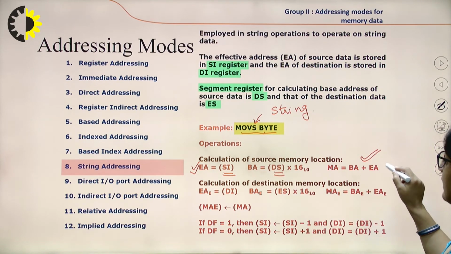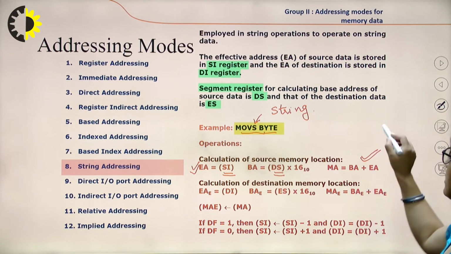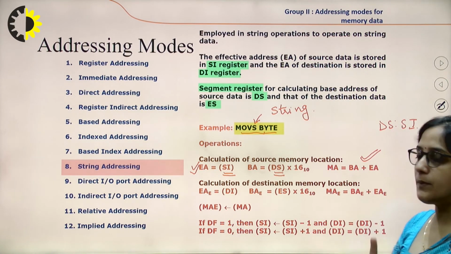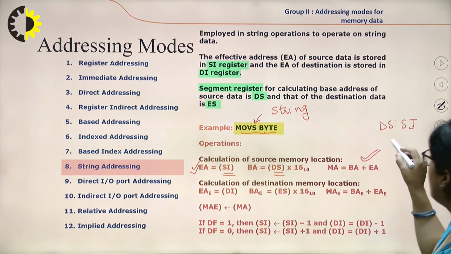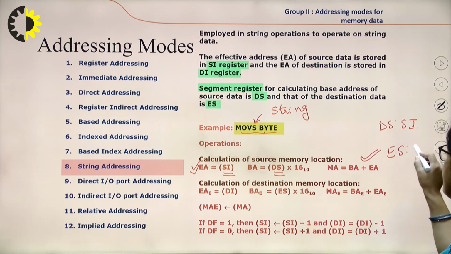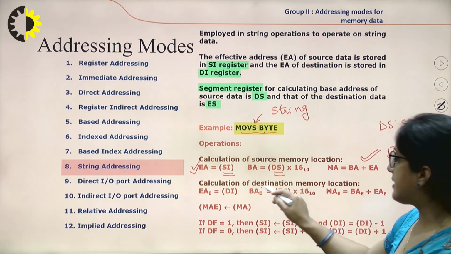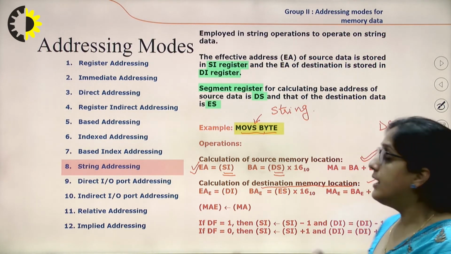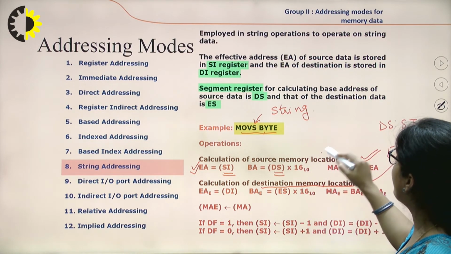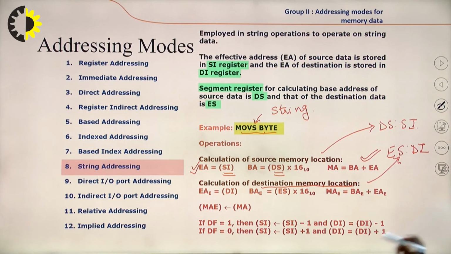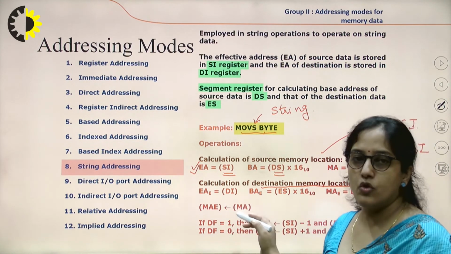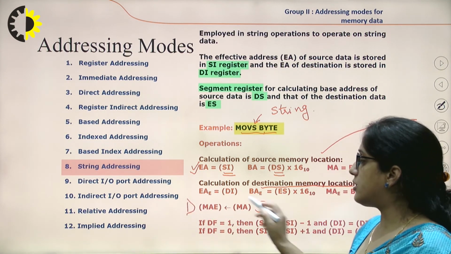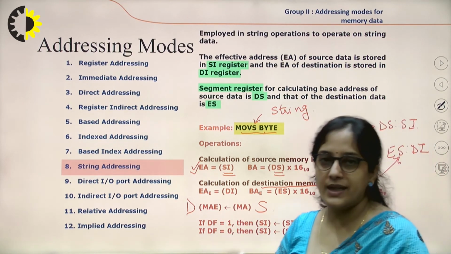Now the data which is stored at that particular location DS:SI has to be moved to the location specified by ES:DI, which is the destination memory location. So the destination memory location is specified by ES:DI, and the source location is specified by DS:SI. Now the machine address for both source and destination is calculated, and the content is transferred from the source location to the destination. First byte is transferred.